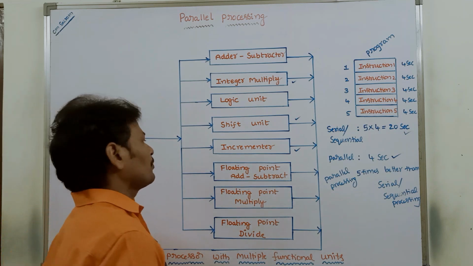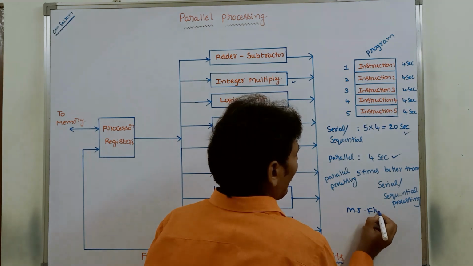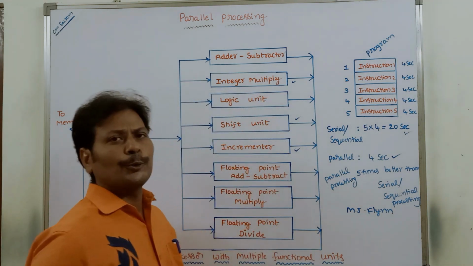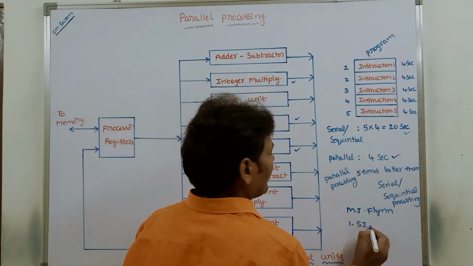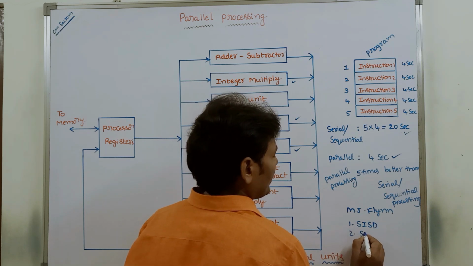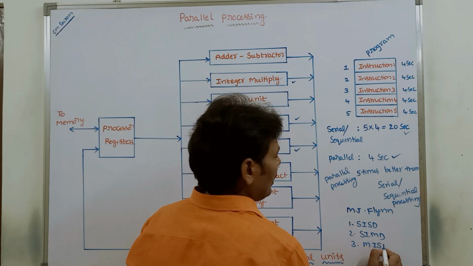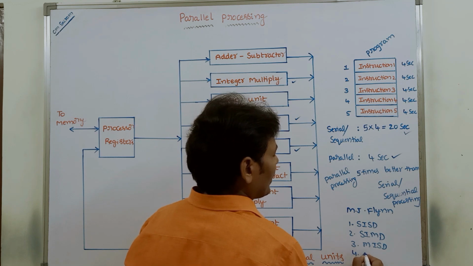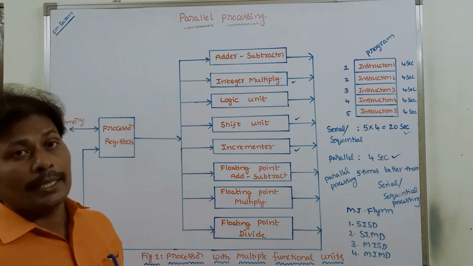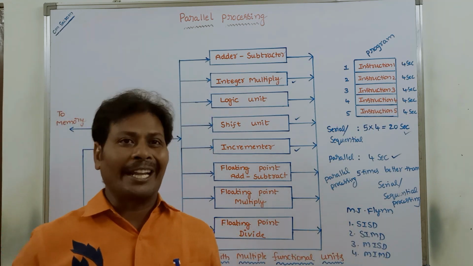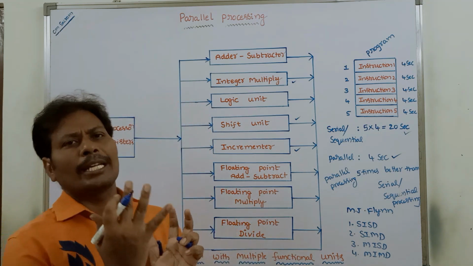So MJ Flynn is one scientist's name. He classified computers into 4 categories. Those 4 categories are SISD, second one is SIMD, third one is MISD, and fourth one is MIMD. These are the 4 types of computers categorized by MJ Flynn based on the instruction stream and data stream. What is instruction stream?